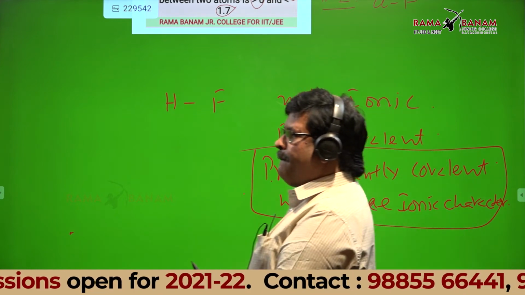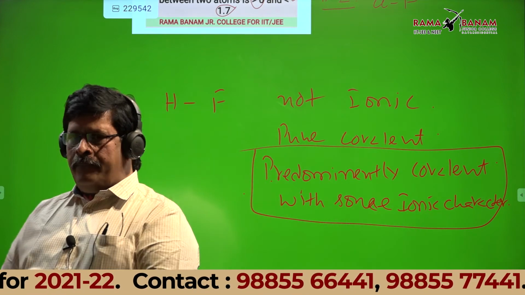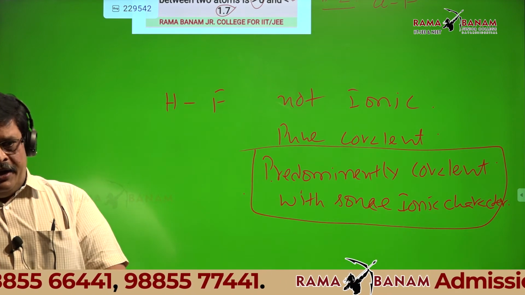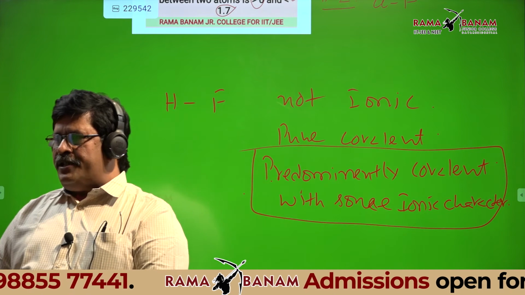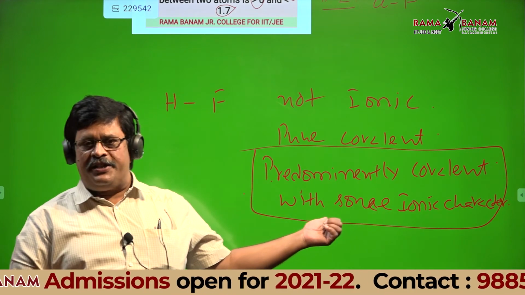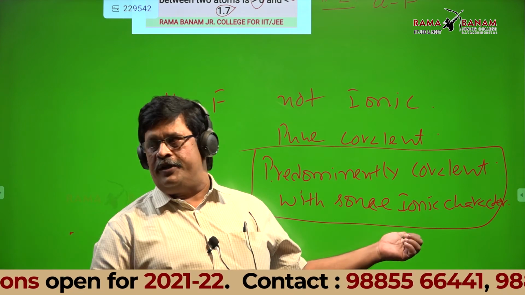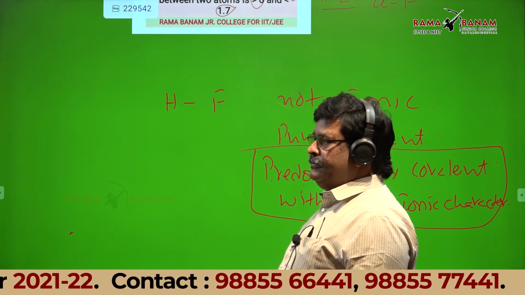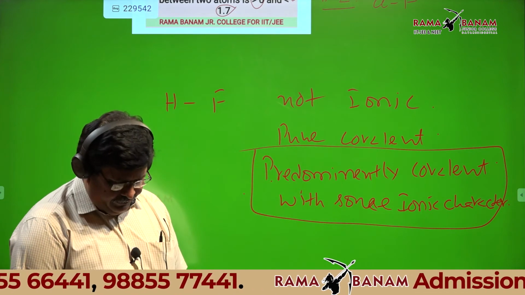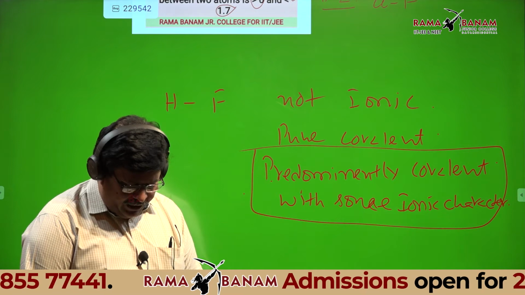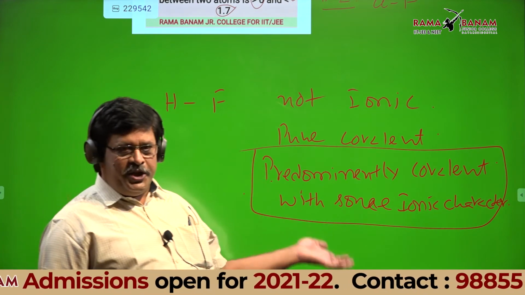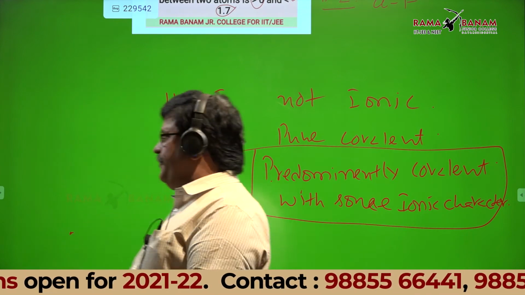Okay? Sir, pure covalent means it is not totally covalent? It is 100% covalent. Pure covalent means electronegativity difference 0. I'll explain that in the formations here. Just write this word first. Predominantly covalent with some ionic character means in that covalent bond some ionic character is there. That's what I'll show that also. First you write that sentence.